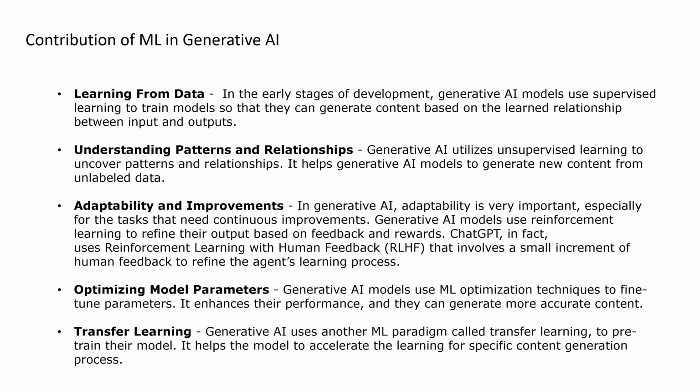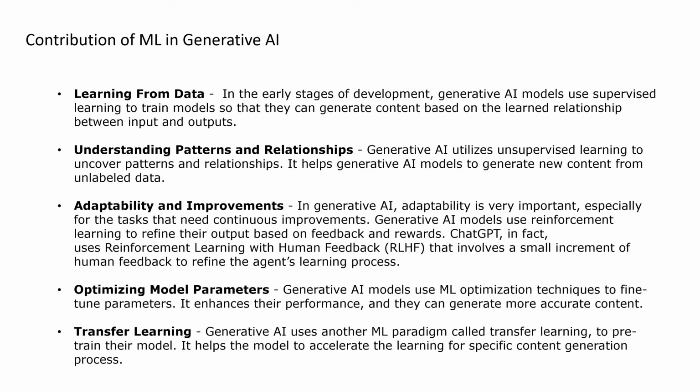So what is the contribution of ML in generative AI? First is learning from data. This is how ChatGPT and Google Gemini work: we give them our data and they learn from it. So, learning from data, then understanding the patterns and relationships. Generative AI is basically unsupervised learning, and we are using transformers in that.